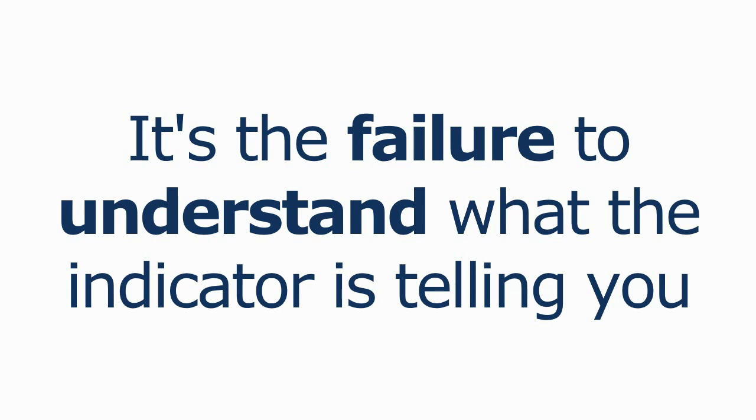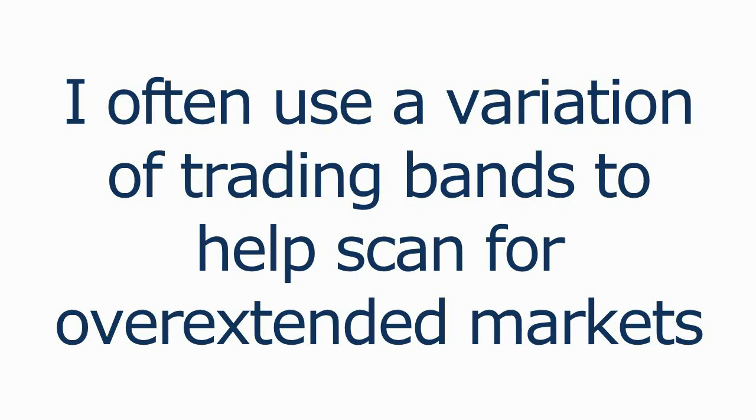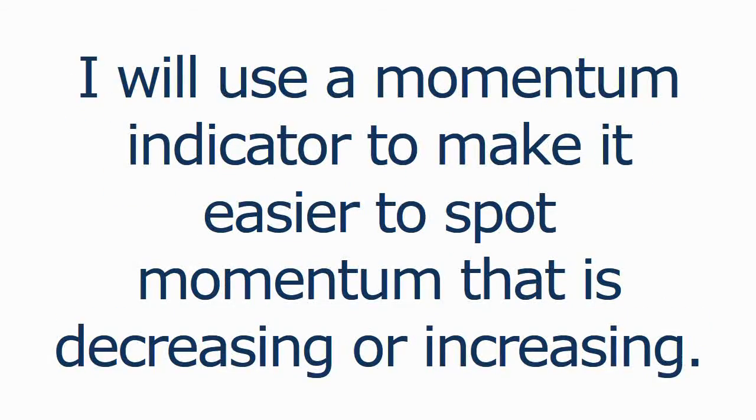For example, I often use a variation of trading bands to help scan for overextended markets that may be ripe for support, resistance, failing type of trades. It's also a precursor to a reversal trade. I will use a momentum indicator to also make it easier to spot momentum that's decreasing or increasing.